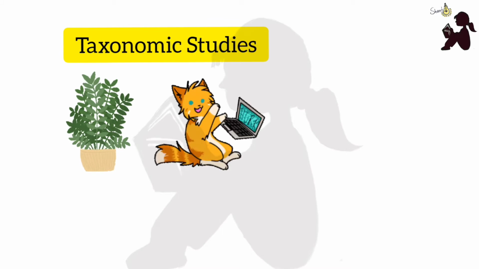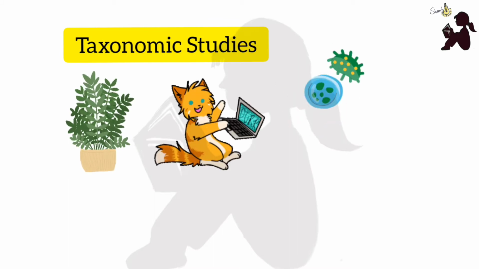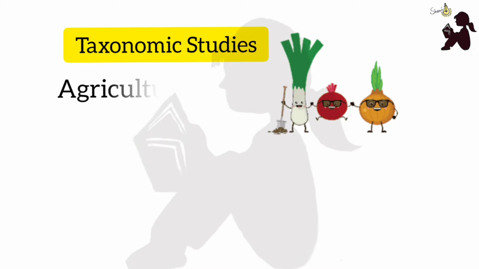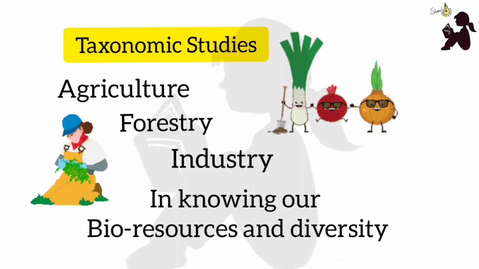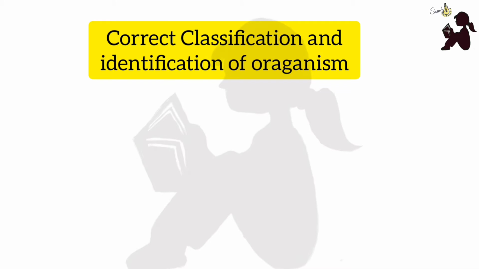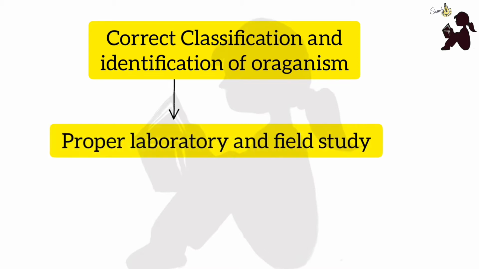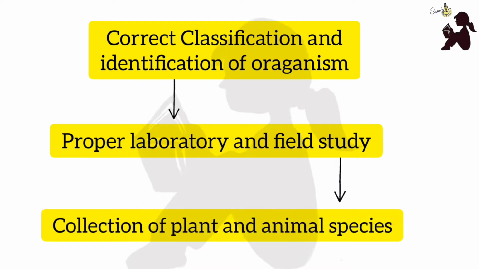Taxonomic studies of various species of plants, animals and other organisms are useful in agriculture, forestry, industry and in general in knowing our bioresources and their diversity. These studies would require correct classification and identification of organisms. Now, identification requires proper laboratory and field study. Then these taxonomic studies are incomplete without the collection of plant and animal species.